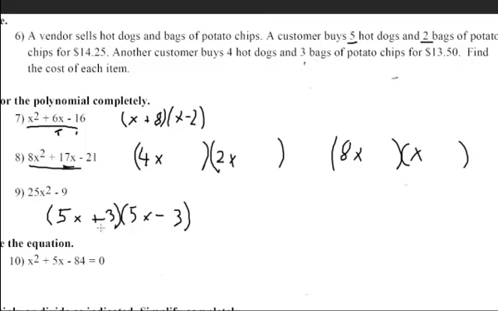Okay, 21. I think I'll try 7 and 3. So if I put 7 there maybe, and 3 there, if I do a FOIL, 28, 6, that's not going to give it to me, nope.